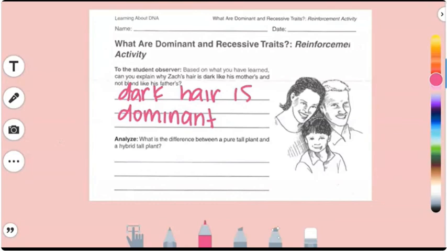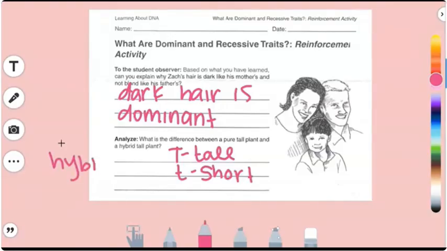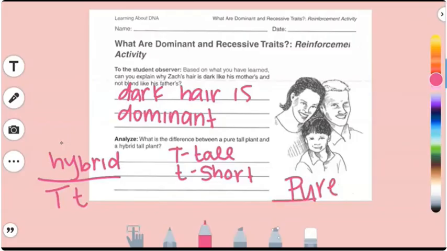All right, number 2, what is the difference between a pure tall plant and a hybrid tall plant? So say that we had a capital T, which indicated tall, and a lowercase t that indicated short. So a hybrid tall plant is going to have one of each allele, like this, capital, lowercase. And a pure tall plant is only going to have the dominant alleles for tall. So 2 capital letters like that.